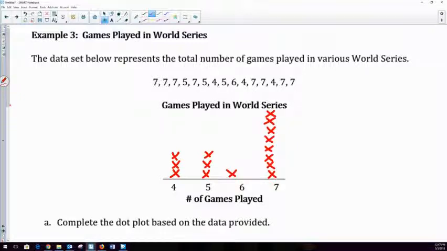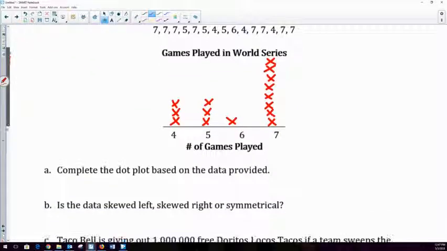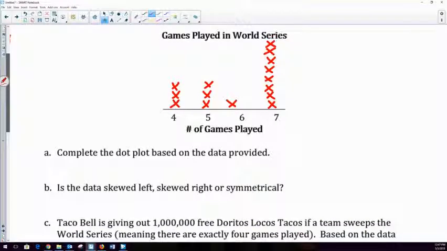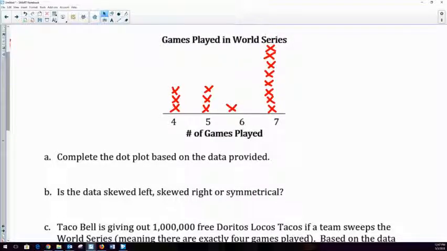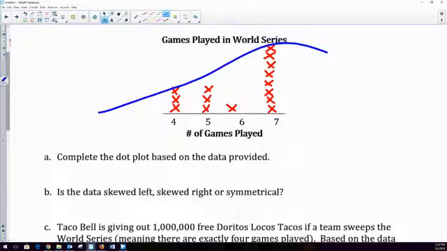How did you do? Fantastic job. Okay, let's use those data points to answer our questions. Letter B is saying, is this skewed right, skewed left, or symmetrical? So if we look here, it's kind of going up like this. So we would call that one skewed, you guessed it, skewed left.